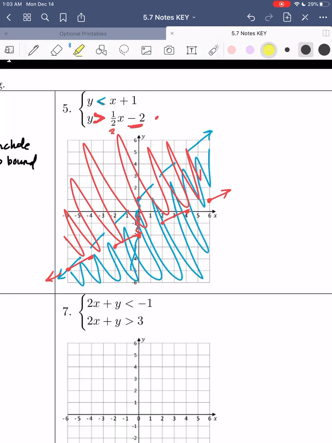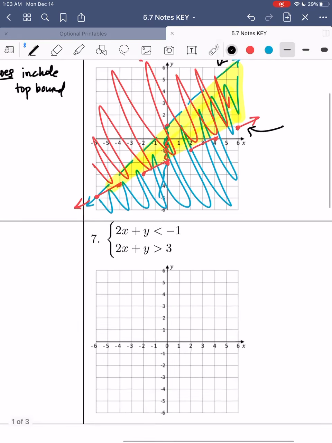So our answer, our actual feasible set, is where these overlap. So the overlap is just in this weird, kind of cone shaped or triangle shape in the middle. And it does not include either boundary, because this top boundary is dashed and this boundary is dashed. So it's just the interior of those.